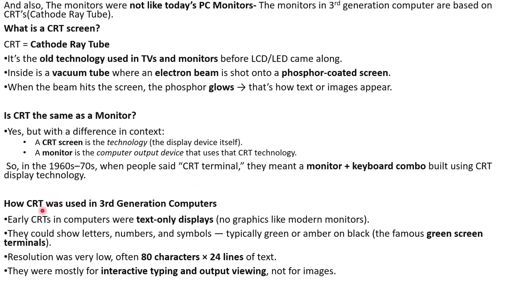And how was CRT used in third generation computers? Early CRTs in computers were text-only displays, with no graphics like modern monitors. They could show letters, numbers, and symbols, typically green, amber, or black. The famous green screen terminals. Resolution was very low, often 80 characters by 24 lines of text. These monitors were mostly used for interactive typing and output view, not for images. And remember, when we say terminals, we mean both monitor and keyboard.